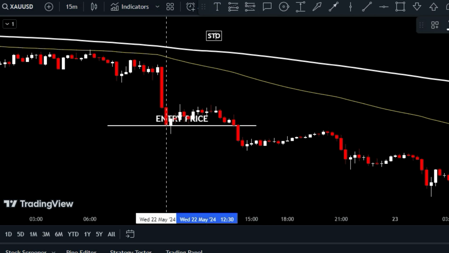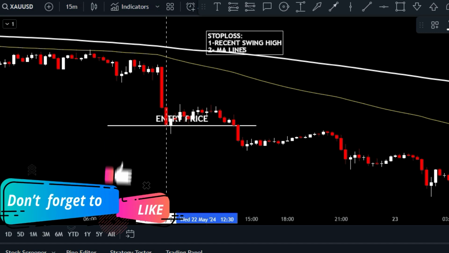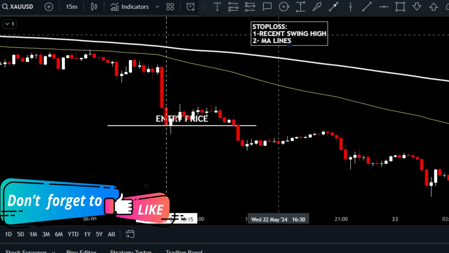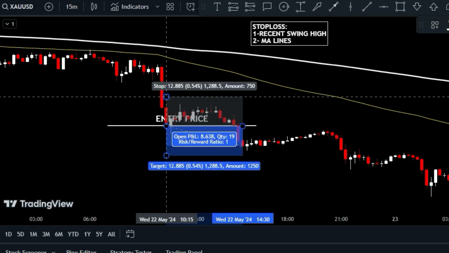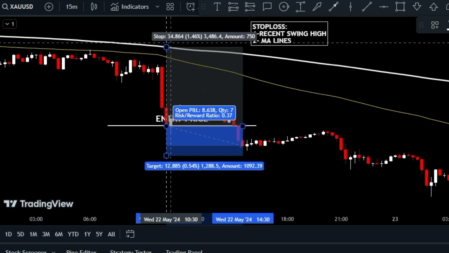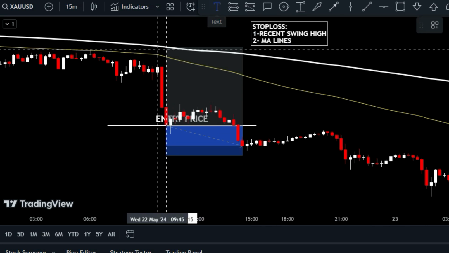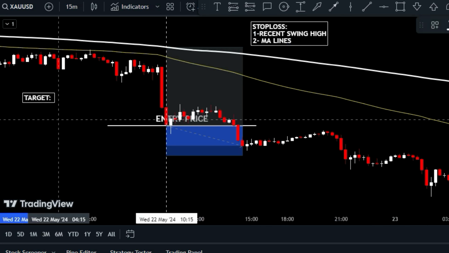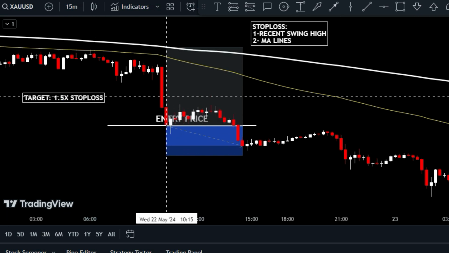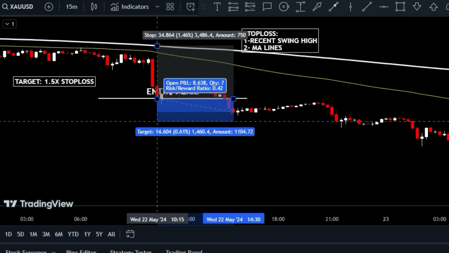To protect your trade, set a stop loss using the recent market swing high or one of the MA lines. This way you have a safety net in place in case the market decides to surprise you. Finally, secure those profits by setting a trade target 1.5 times greater than the distance between the entry and stop loss level.